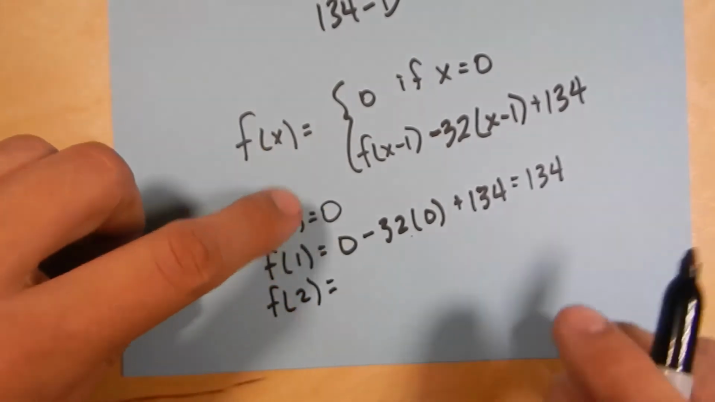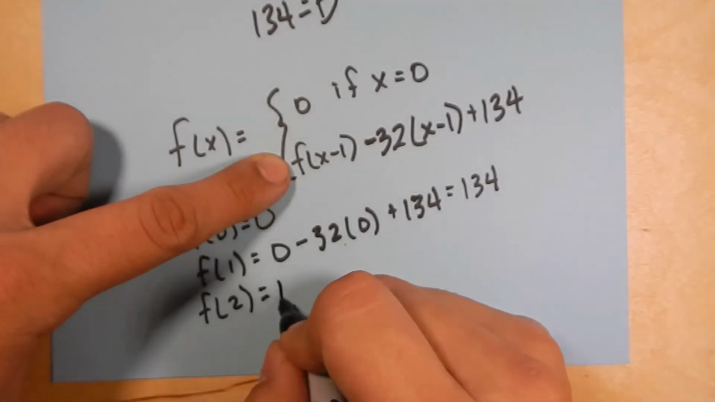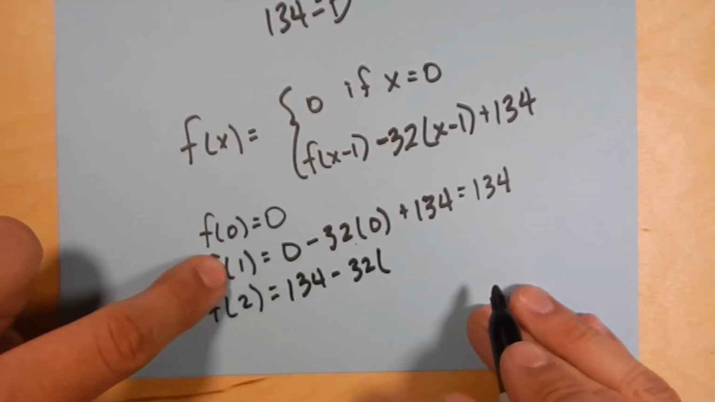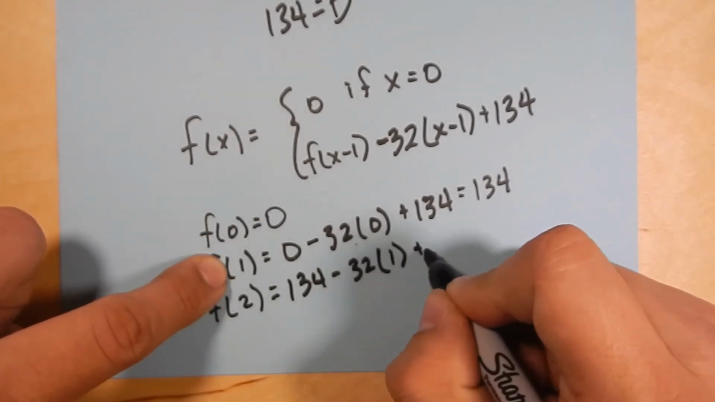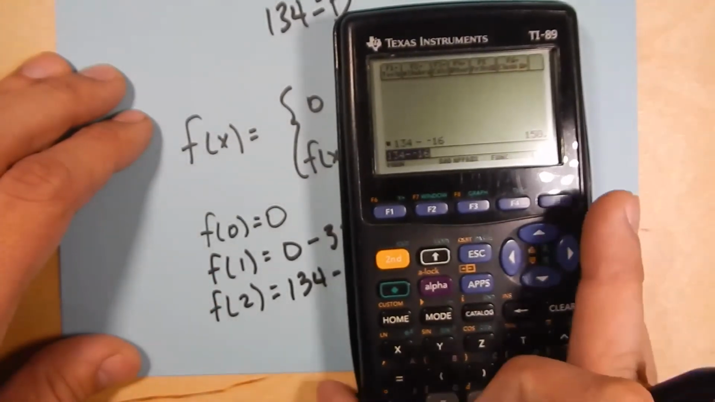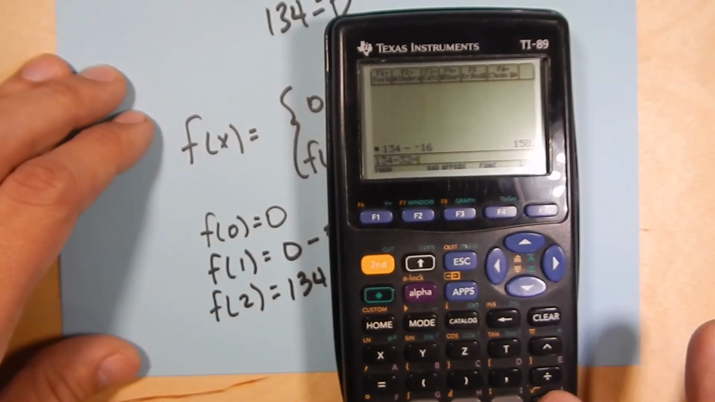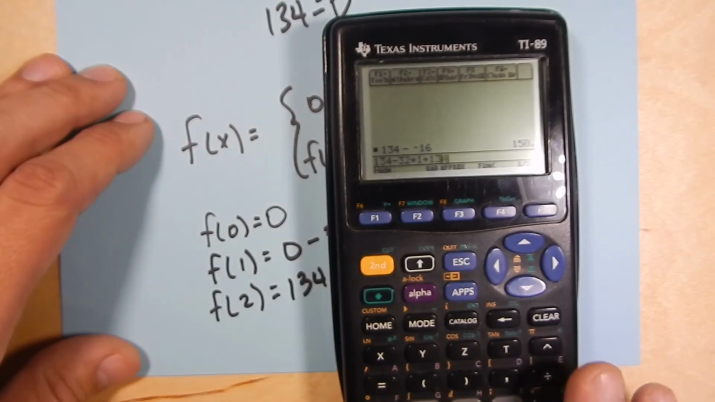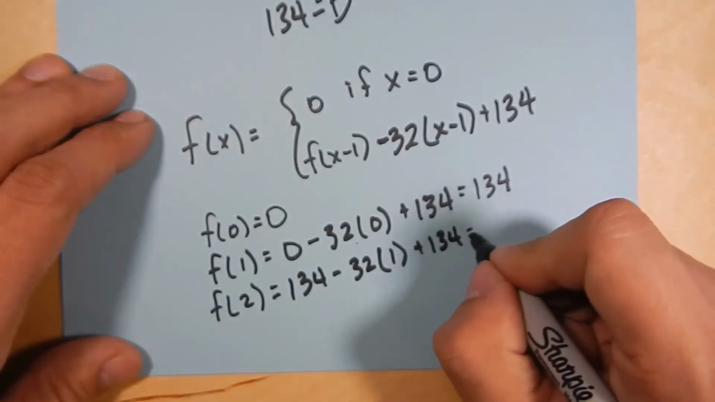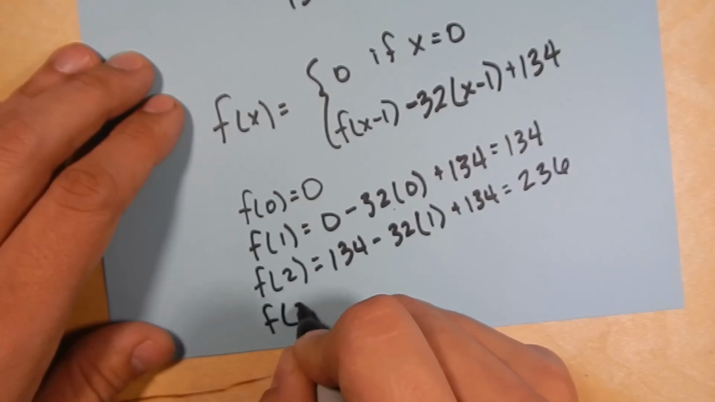is the previous output, so that's what this says. So the previous output that we got was 134 minus 32 times the previous input, which was 1, plus 134. So we have, what do we have here? So we've got 134 minus 32 times 1 plus 134. What did we get? 236. So that is 236. So we have f of 3.